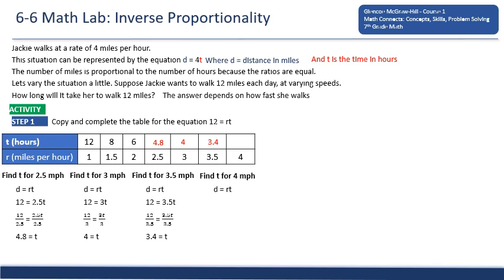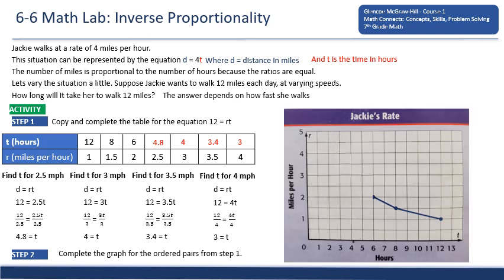Finally, we'll find T for 4. Distance equals rate times time, so 12 equals 4 times time. 12 over 4 equals 4t over 4, and we get time equals 3 if she walks at 4 miles per hour. So, step 2, complete the graph for the ordered pairs from step 1.